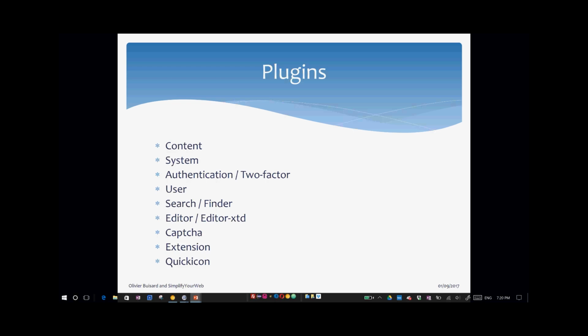The CAPTCHA plugins are plugins that add CAPTCHA functionality to forms. And you have quick icons and extensions, which work more in the background, in the backend. Extension plugins work when you install an extension or delete one. And quick icons are plugins that show little shortcuts or favorites, like bookmarks, in your admin console, in the main page.